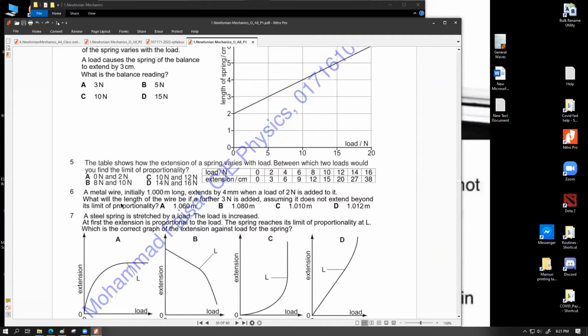The most important word for this question, C, is the word "further." Be careful about that. It says further 3 Newton. Yes, sir, C. Correct response is C, but see if everyone can get this.